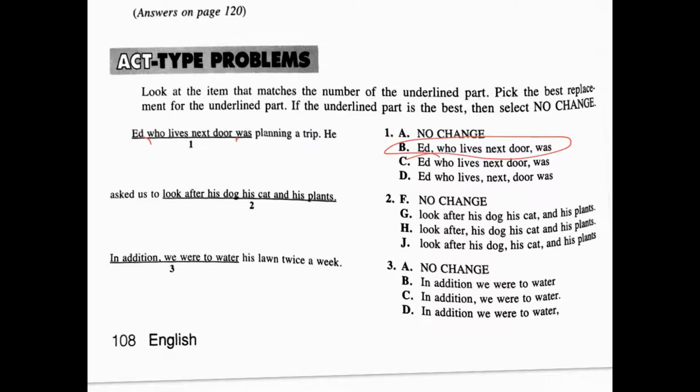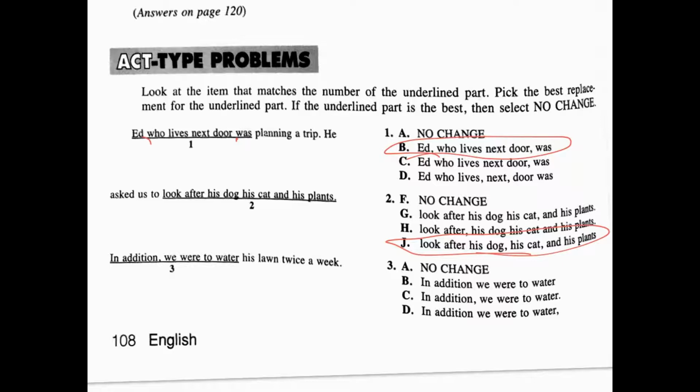It's fine. Number 2. What do you have? All right, Alex. I said J. J is correct. That is, he asked us to look after his dog, comma, his cats, comma, or his cat, comma, and his plants. So J it is. It's a list of things. In addition, we were to water his lawn twice a week.